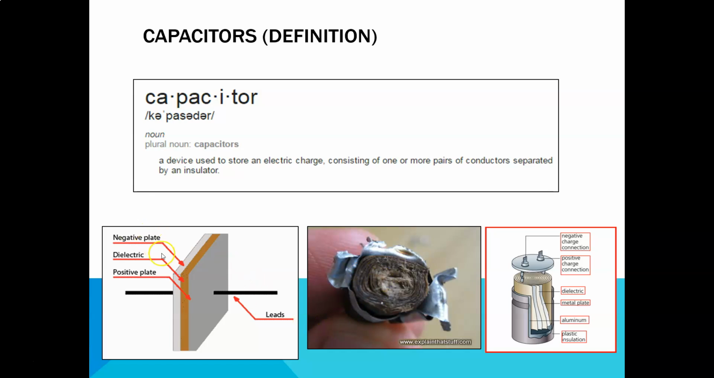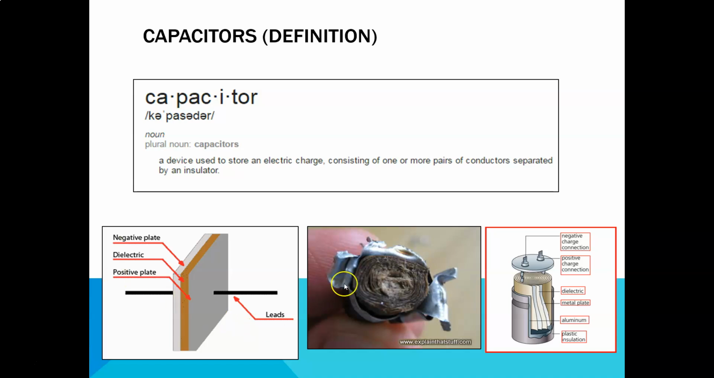What that is, is a negative plate separated by a gap. That's called the dielectric. And on the other side is the positive plate. Power is going to flow through it, and stuff's going to happen with electrons. And you'll see what happens in a moment.